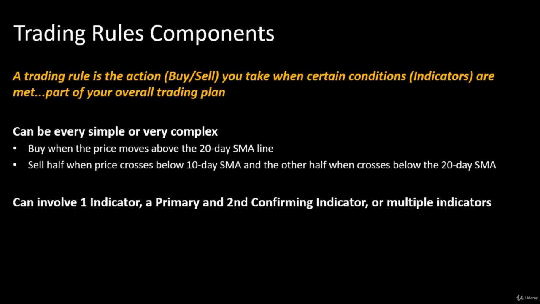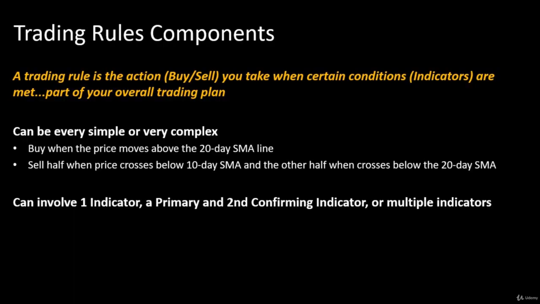It's a simple rule. You buy when this happens. Or it could be like sell half of my holdings when the price crosses below the 10-day simple moving average, and the other half when it crosses below the 20-day simple moving average. See how we've added some rules as far as how we'll adjust our behavior, buying and selling, but it's a little bit more complex in bullet point 2 versus bullet point 1. And they can involve one indicator, or a primary and second confirming indicator, which is good, or multiple indicators. The idea is you're building out your plan and building out rules that support your plan.